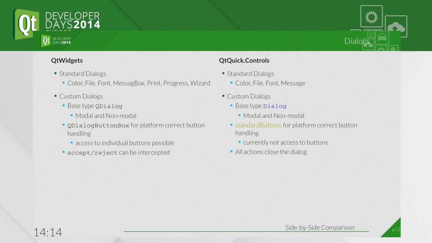Dialogues. So dialogues, we have again two parts here, the standard dialogues. Standard dialogues are things that Qt provides, ideally in a form that allows native integration. So the Qt standard dialogues on the widget side have static helper methods like getOpenFileName, for example, for the QFileDialog. And these have the additional advantage of basically delegating to a native implementation. So on Windows, you get the Windows file dialog and so on.